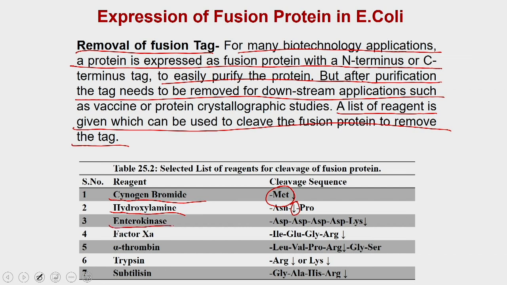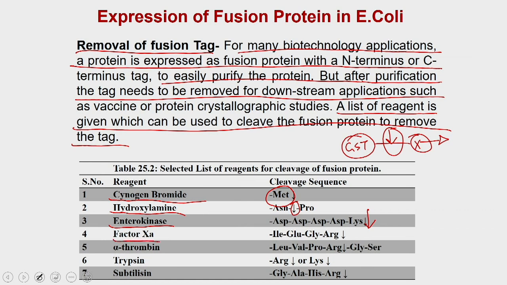Then you have the enterokinase, and you have an enterokinase cleavage site. So the enterokinase cleavage site would be present between the fusion tags, and once you treat this fusion tag with the enterokinase, it is going to cleave here, and as a result the GST is going to be removed and your protein X is free for downstream applications.